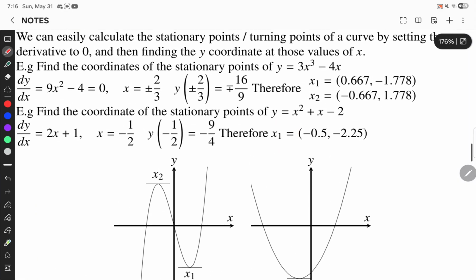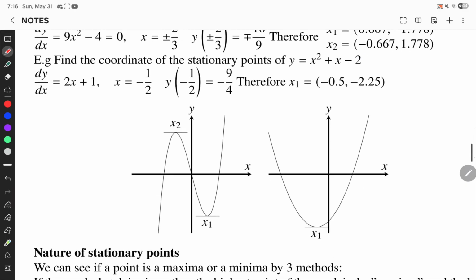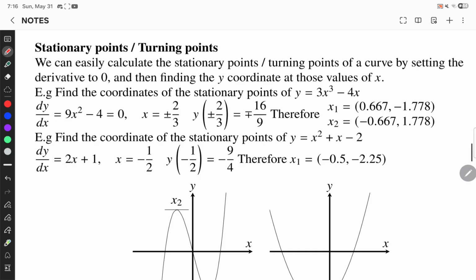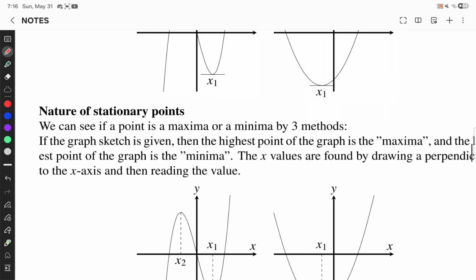I still name these x1, x2. You guys can call them anything, but they are differentiated. And these are coincidentally symmetric, but these will be some other random values. These are for examples. Next is nature of stationary points. How do you know the nature of a point? What does it even mean, the nature of a stationary point?